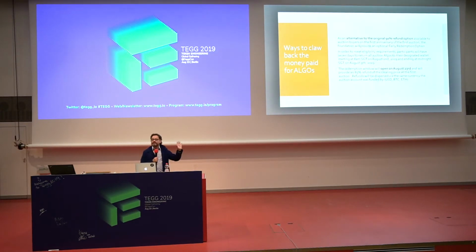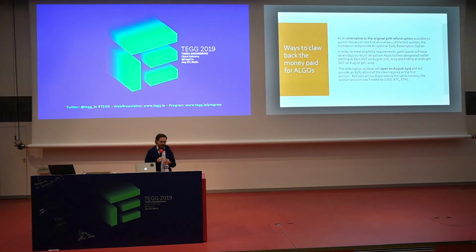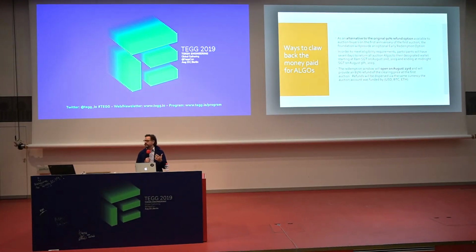And so this is describing this alternative. As an alternative to this 90% back that was previously offered, or previously advertised as part of the auction process, you can now get 80%, 85% back rather, within the month of August.